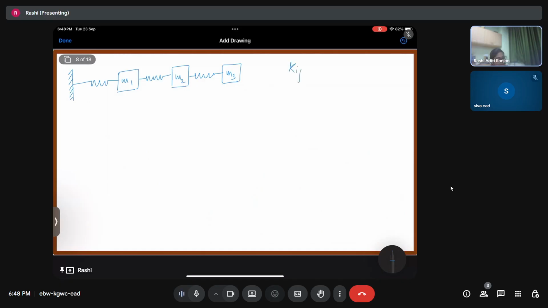So the stiffness coefficient Kij is defined as the force which is acting at the point I. The force that is acting at the point I for a unit displacement at the point J. Again, I and J are nothing but the mass points.